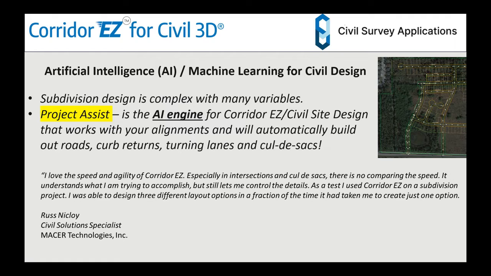So, subdivision design, sometimes you think it's simple, but it is complex. There are a lot of variables, especially with cross slopes and as you go through intersections, different things like that. So Project Assist really can help with a lot of that, to build all those curb returns and turning lanes and cul-de-sacs easily with the right slope.